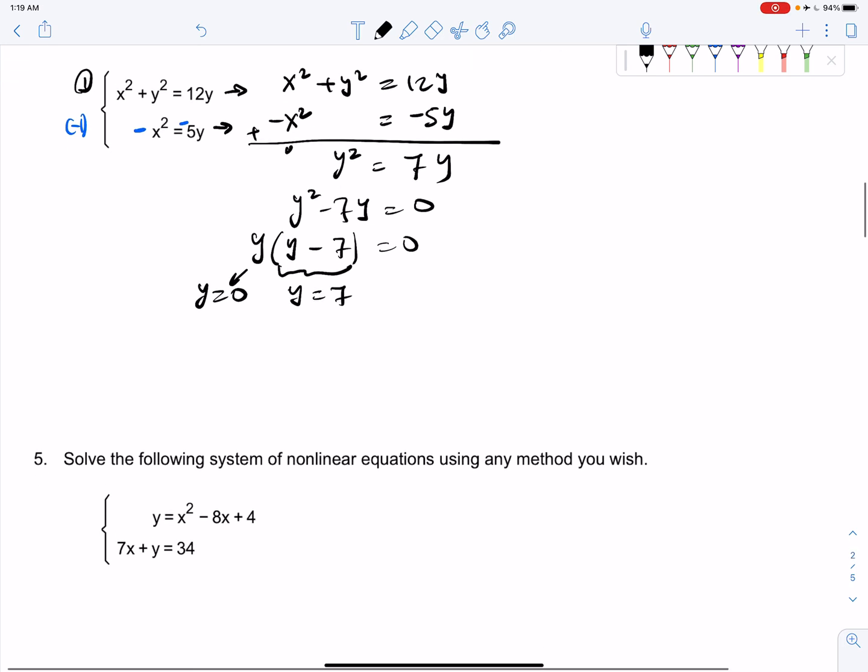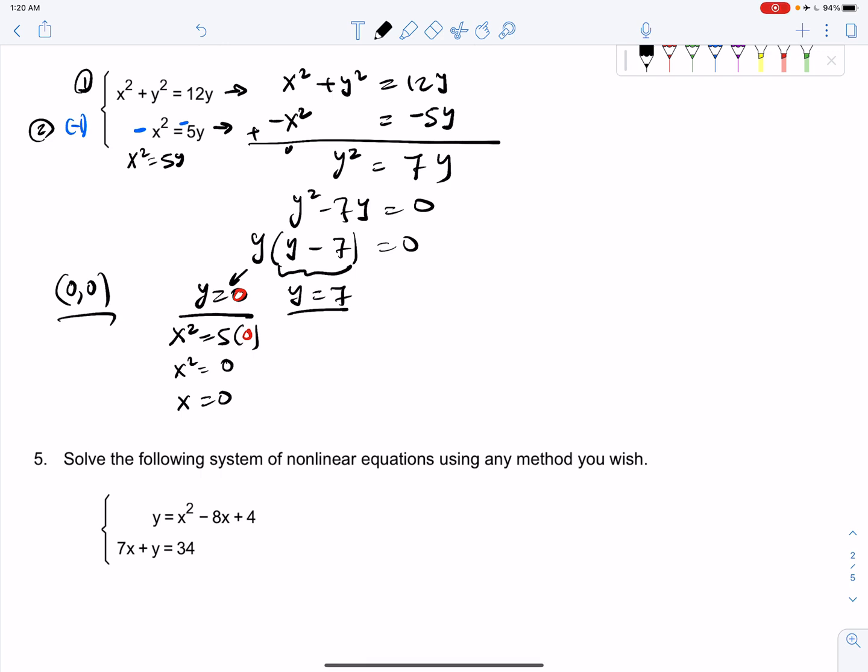Now what do I need to do? I need to plug it back into one of the equations to figure out what the ordered pair is. So I think I'm going to take equation number 2, which is this one right here. I'm going to take it in its original form, which was x squared equals 5y. So x squared equals 5 times y. Now what was y here? y is 0. So this gives me x squared equals 0. So x equals 0. So now we got a solution over here, which was (0, 0).